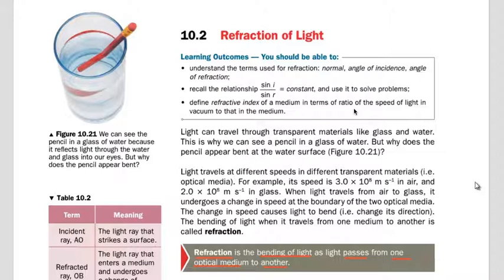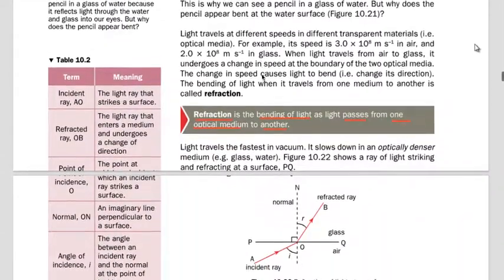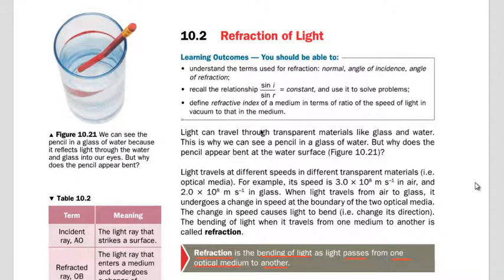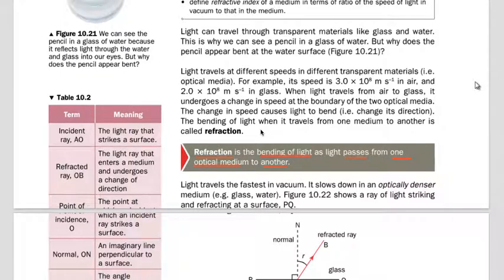Now that you are able to see why stars actually twinkle, as well as this little trick over here, why pencils put in a cup of water actually do bend. That's basically because of refraction, also known as bending of light. So we are right now on refraction, 10.2, or in your chapter it will be 2.2. Refraction is the bending of light as light passes from one optical medium to another.